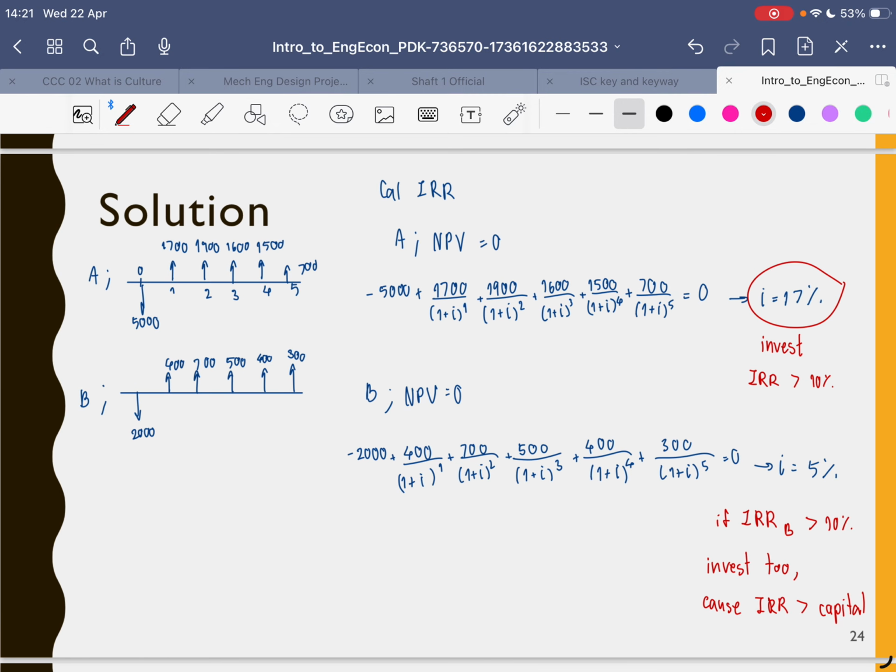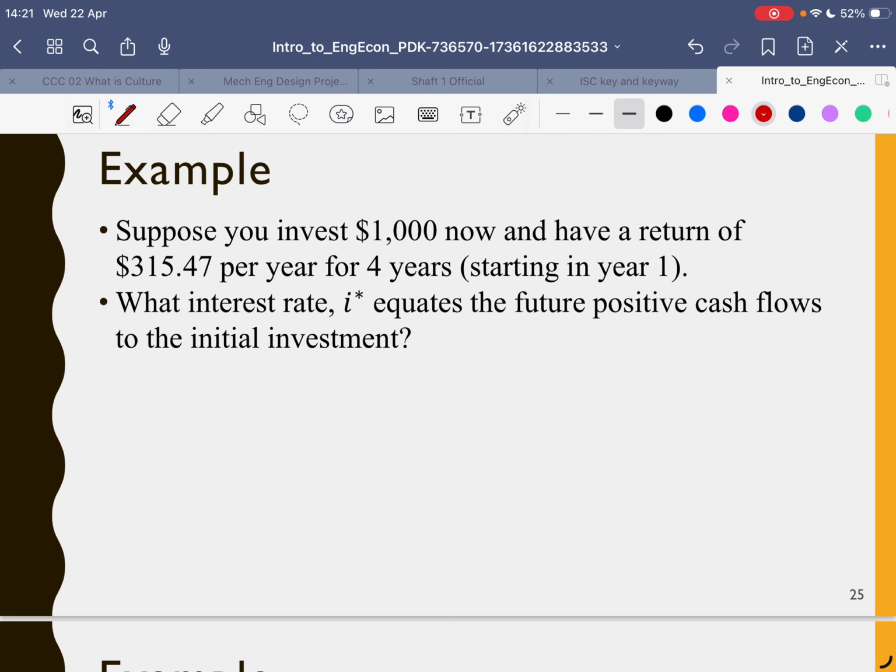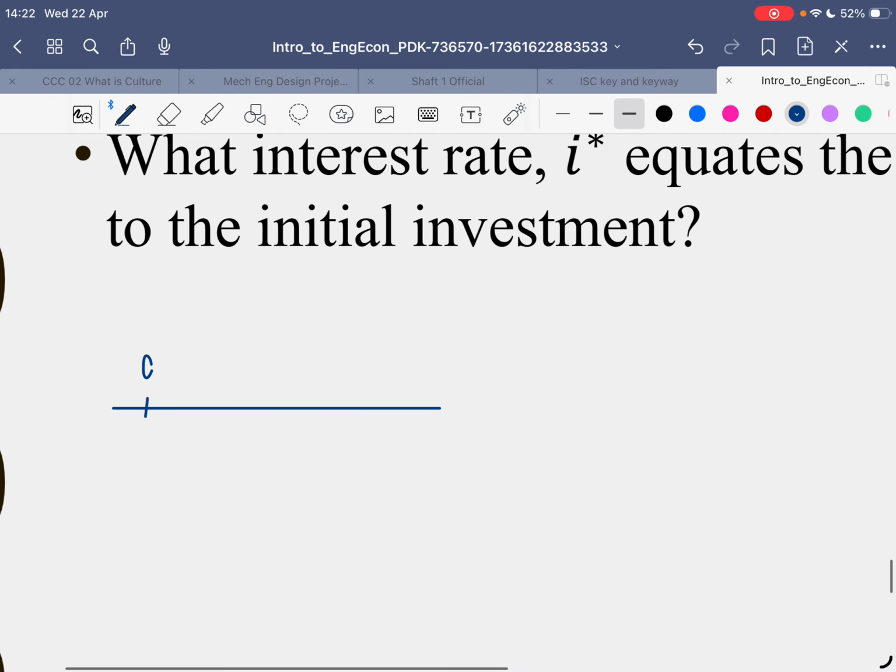Another example is you invest $1,000 now and have returned 315.74 per year for 4 years, starting in year 1. What is interest rate equate the future positive cash flow to the initial investment? Basically, the cash flow diagram is going to be something like this. So you have year 0, 1, 2, 3, and 4. You invest 1,000 here and you get 315.47 every single year for 4 years, and you want to find I.